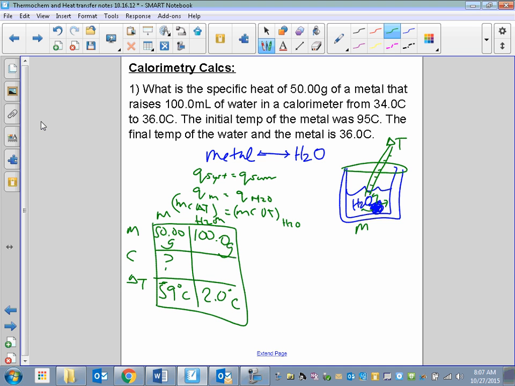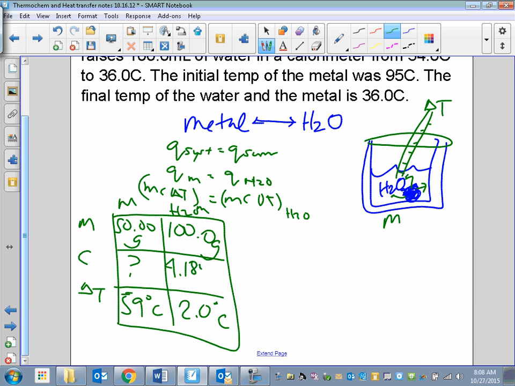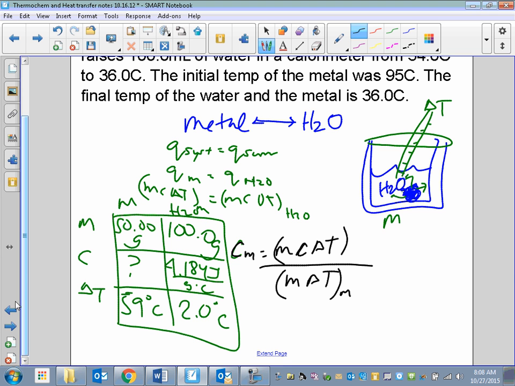Okay, so why is there this empty spot here? Because you know the specific heat. Oh no, you don't look in the textbook, you know this. It's 4.184 joules per gram degree C. All right, let's crank this out. Use this information. What am I solving for? I'm going to rearrange this. Go ahead and rearrange this. C of metal equals, give me variables first, and then we'll plug. So MCΔT for water over MΔT for metal. Okay?